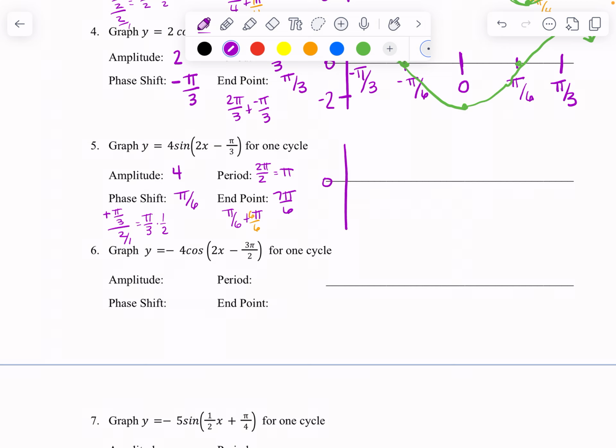All right, 0, 4, negative 4, pi over 6, 7 pi over 6. All right, denominator's the same, so I can add them together. 1 plus 7 is 8. I can cut 8 in half, so that's 4 pi over 6, which is 2 pi over 3. So I'm going to write 4 pi over 6 down here because we're going to need them.